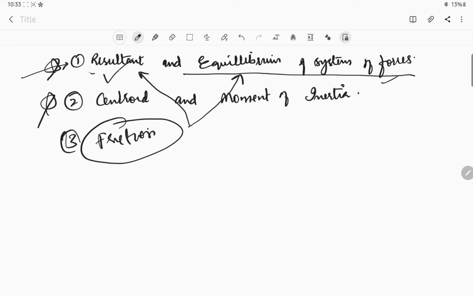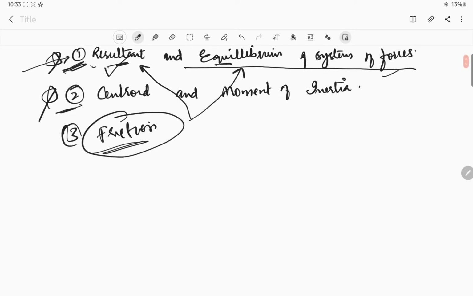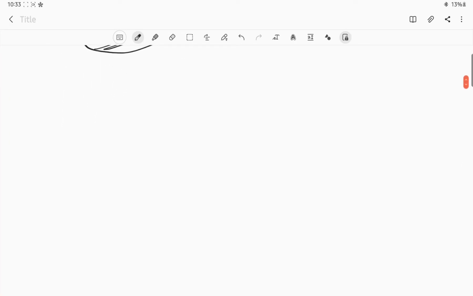If a student is not perfect in resultant and in equilibrium, then he will not be able to understand friction. So I request everyone to be thorough in these units. Along with that, centroid is also important, so you have to be thorough in centroid also. So now we will start the unit, that is friction.